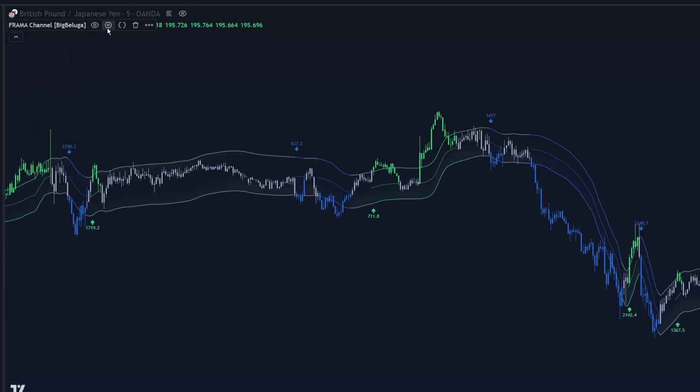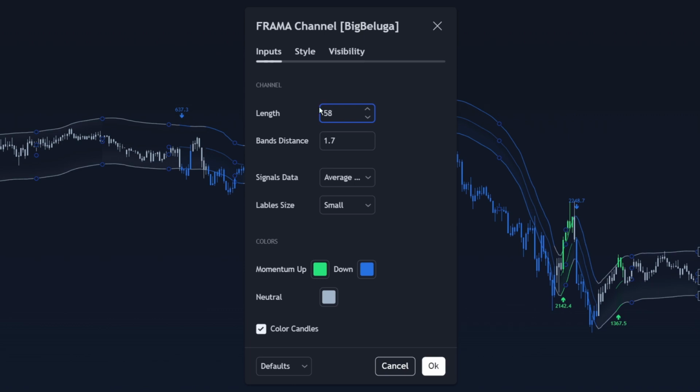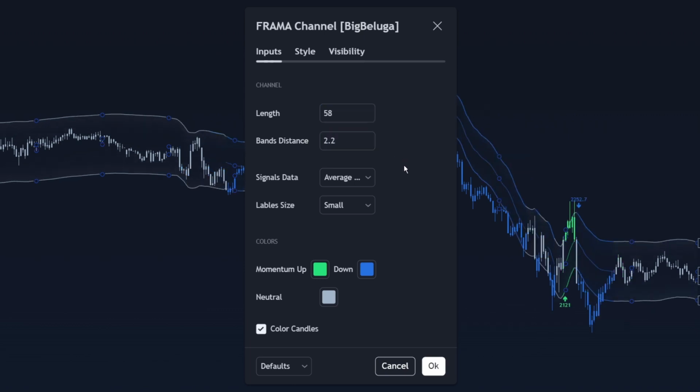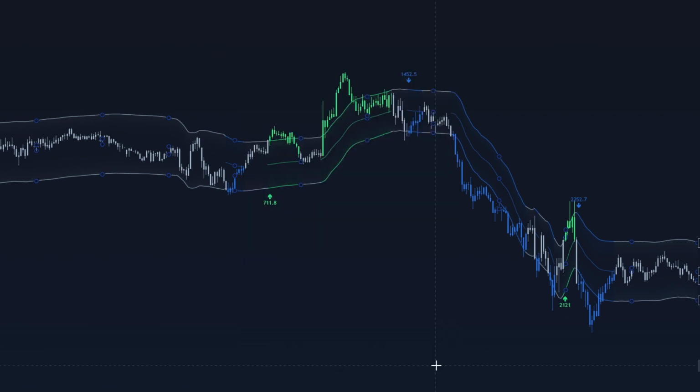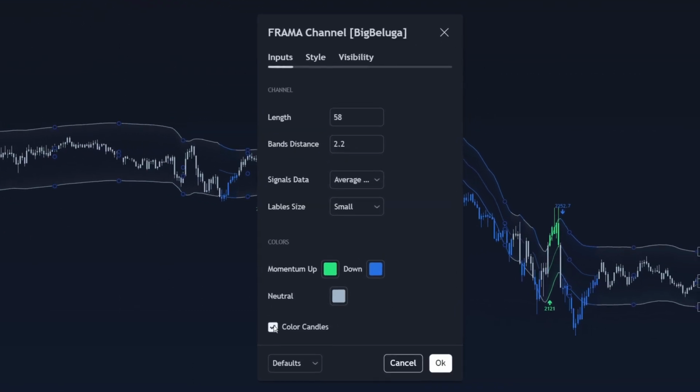Let's optimize the settings. Go to the indicator settings and change the length to 58 and the band's distance to 2.2. Also for this one, we will need to see the real candles, because their color will be important. Go up here and unhide. Go to the indicator settings and uncheck the color candles box.